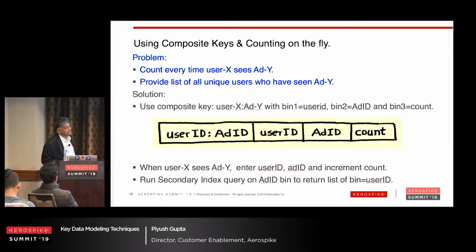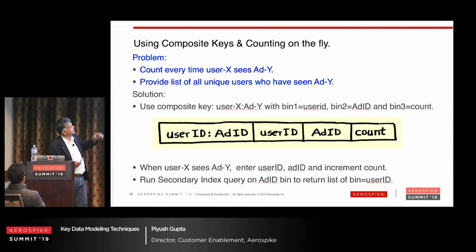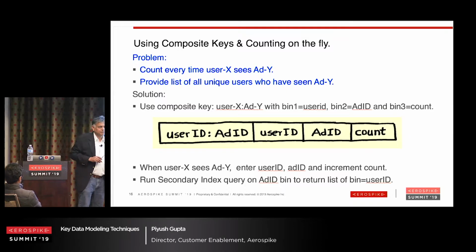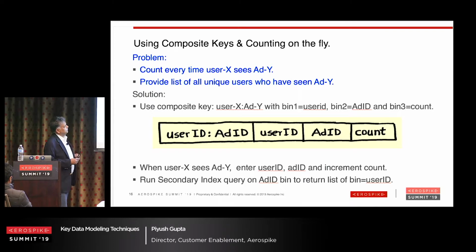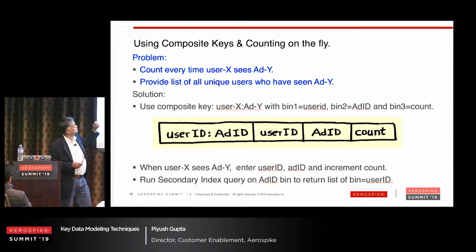Okay. Composite keys and counting on the fly. So here I'm presenting you a problem: I want to count every time a particular user sees an ad. Somebody, I think you were asking me this morning about the same use case, right? And you want to provide a list of all the unique users who have seen this particular ad. And then you also want to know how many times a particular user has seen it.